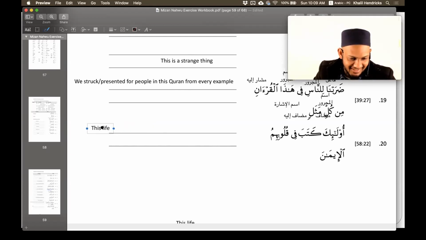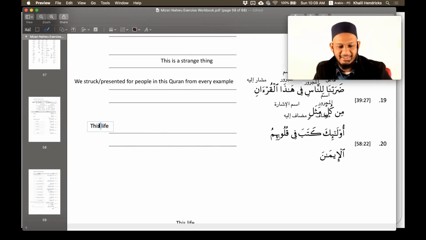It's a difficult one, Maulana. Yeah, Bismillah. No one else is responding, so Bismillah. Ulaika kataba fi qulubihimul iman. We do word for word. Ulaika, what's ulaika? That's those. Those. Kataba is he wrote.